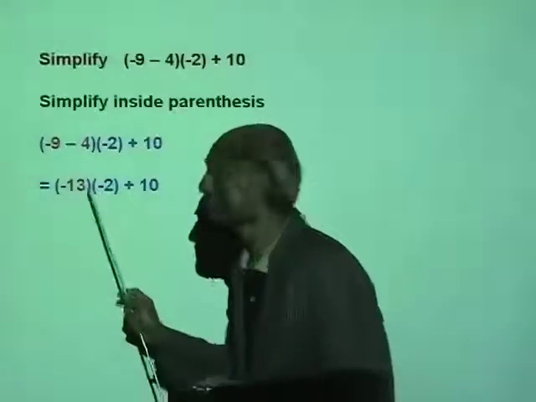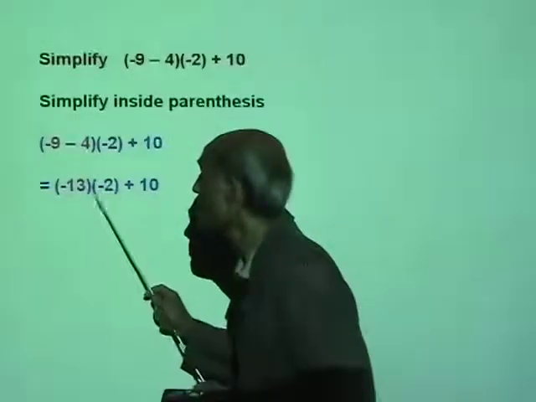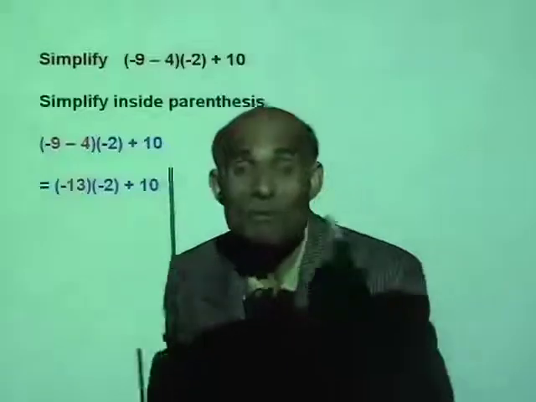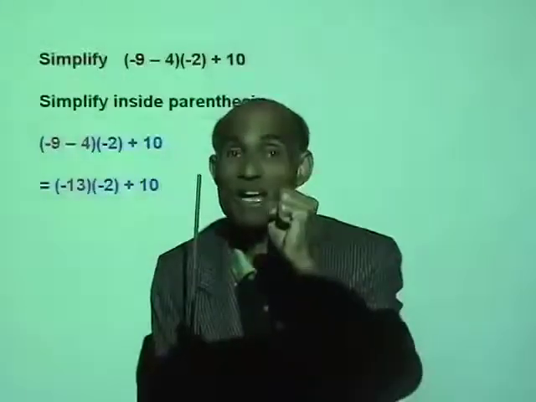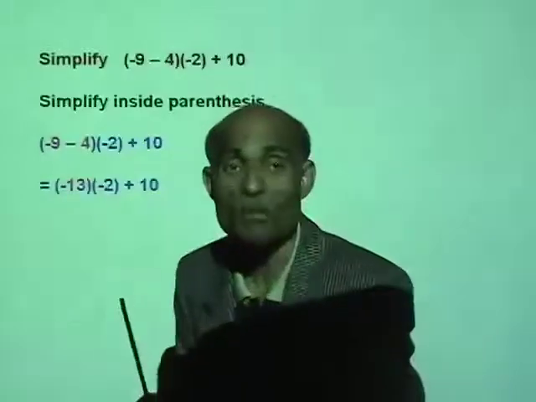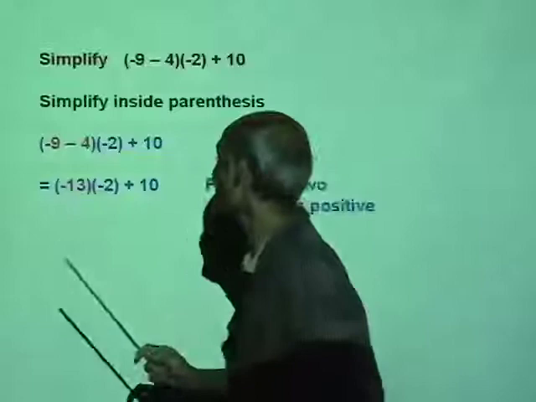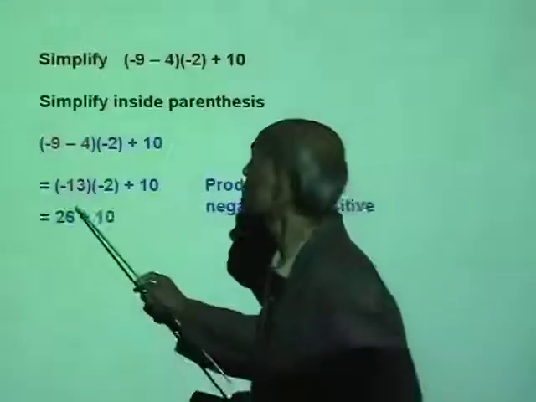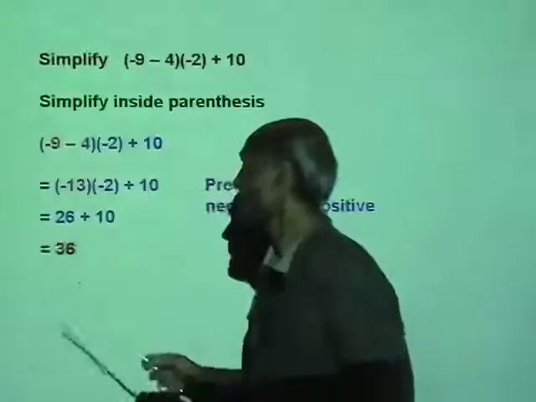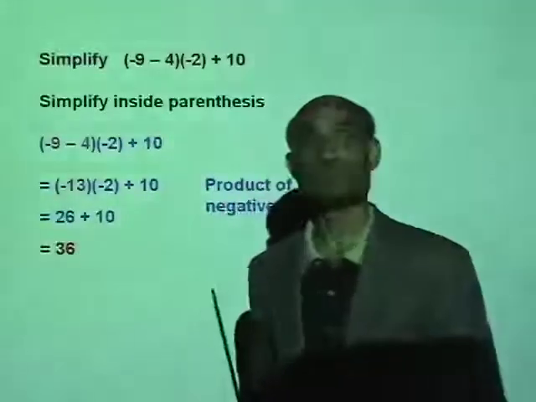What is our next step? Multiply these two numbers. Negative 13 multiplied by negative 2. Now here we are multiplying. Multiplying a negative number with a negative number will make it positive. So negative 13 multiplied by negative 2 is positive 26, plus 10, and that will be 36. Okay, let's move on.